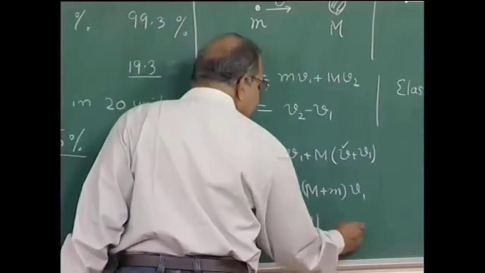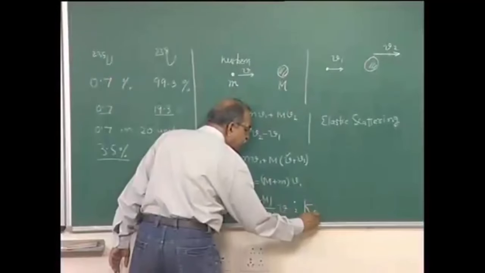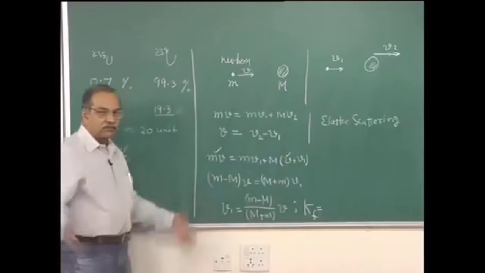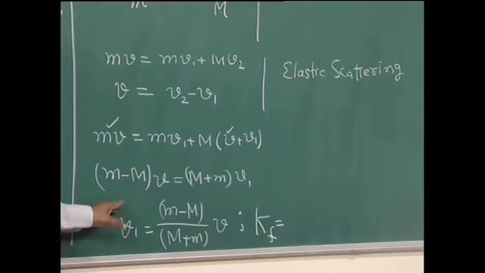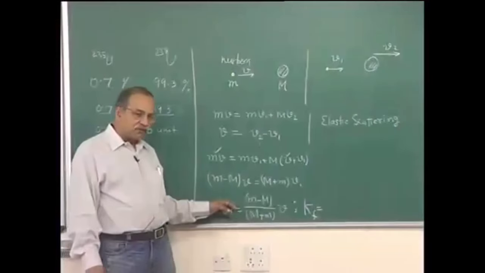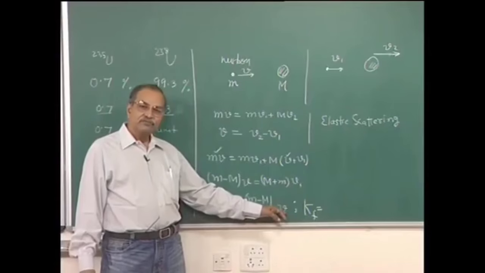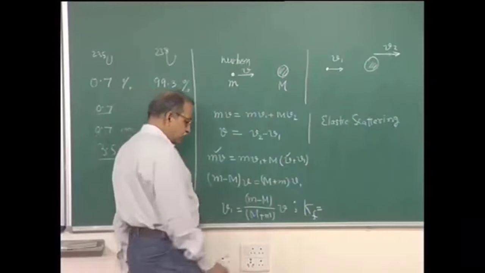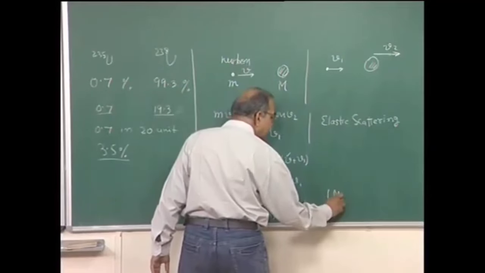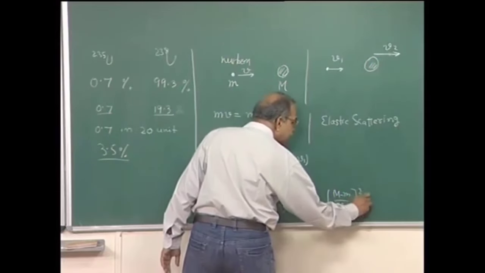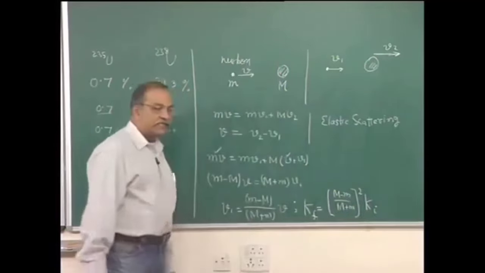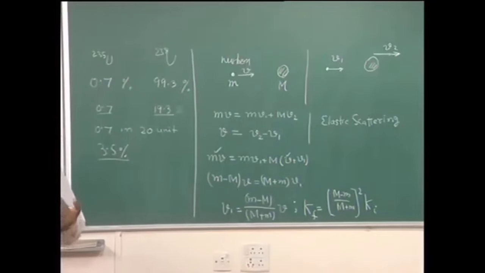So, kinetic energy, you can write the kinetic energy of the neutron, not the total system. Kinetic energy of the neutron after the event, the final kinetic energy, will be half small m into V1 squared, and the kinetic energy of the neutron before the event is half small m into V squared. So, this final kinetic energy will be just ((m minus M) by (m plus M)) squared times K_i. So, kinetic energy is reduced, kinetic energy of the neutron only, it is elastic collision.